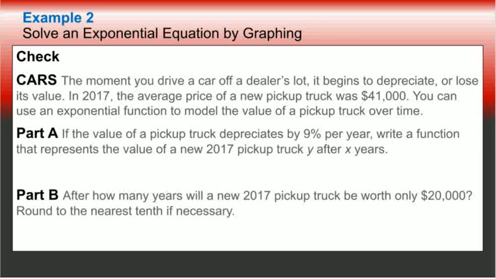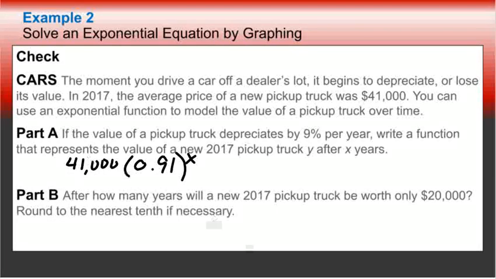If it depreciates, the value is 91%. So it starts off with 41,000 times 0.91 raised to the x power. Now, instead of 41,000, when you put it in our calculator, we could use just 41. Otherwise, yeah, we'll use 41 here.